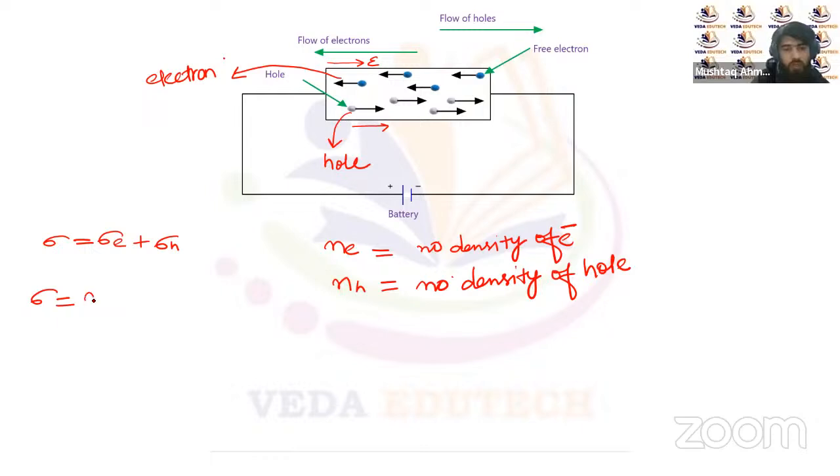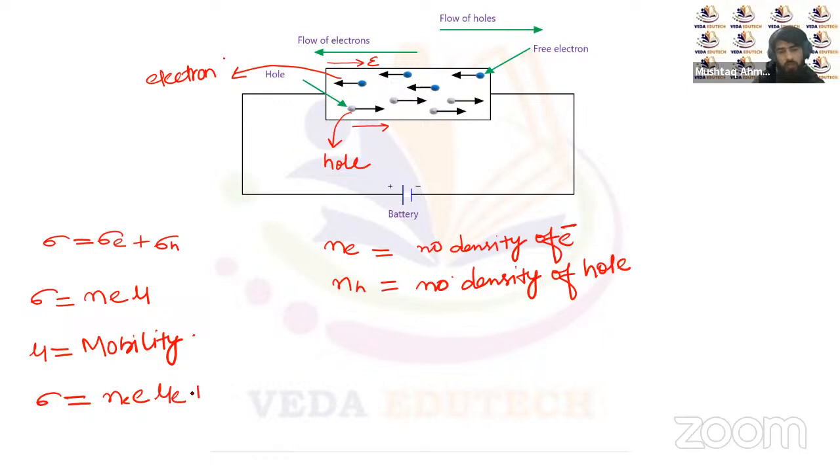And this will be equal to number density times the electronic charge multiplied by the mobility mu, where mu is the mobility. Mobility is defined as drift velocity per unit electric field. So let's suppose sigma is the total conductivity, and sigma e will be N_e multiplied by the charge of electron, multiplied by the mobility of electron.